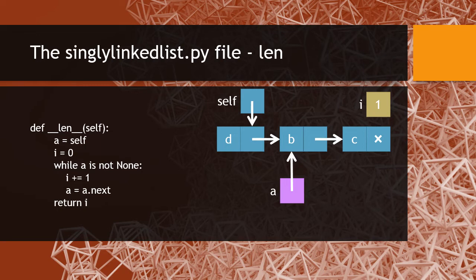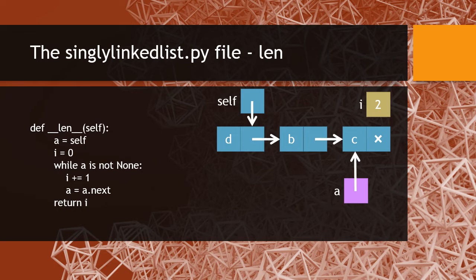Go back to the condition of the while. A is not none, that is correct. I plus equals 1. A equals A dot next. Where is A dot next now? A should point where A dot next is pointing. A dot next is pointing to the node containing C. Second iteration of the while loop done.